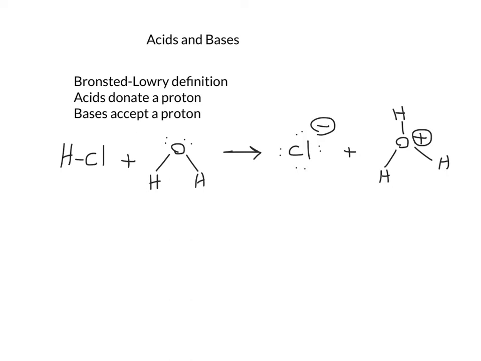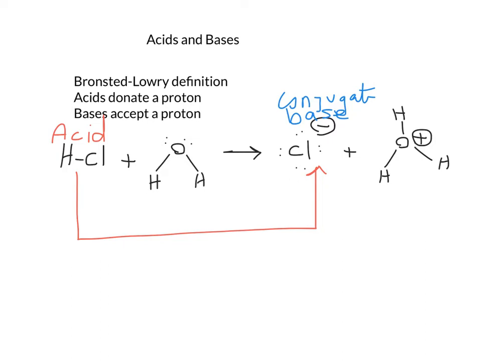As you can see in this reaction, HCl is losing a proton, or donating a proton, and becomes a chloride ion. So HCl is the acid in this reaction. After losing the proton, HCl becomes chloride ion, and chloride ion is the conjugate base of HCl.